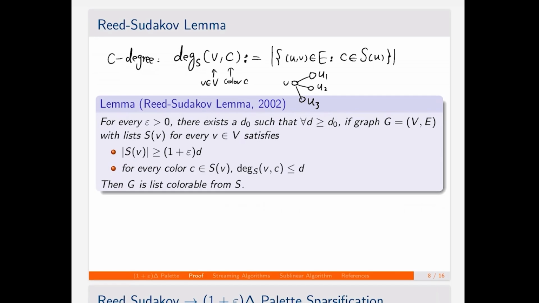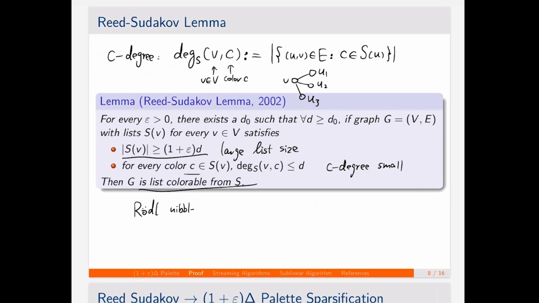So Reed and Sudakov's result says that for every epsilon greater than 0, there exists a D naught such that for large enough D, if the graph has lists with a large list size, greater than or equal to 1 plus epsilon times D, and for every color C, the C degree is small, then G is list colorable from this set S. The proof of this theorem uses Rödl's nibble method, and we'll show this in the second part of the video, so I'll skip this for now.